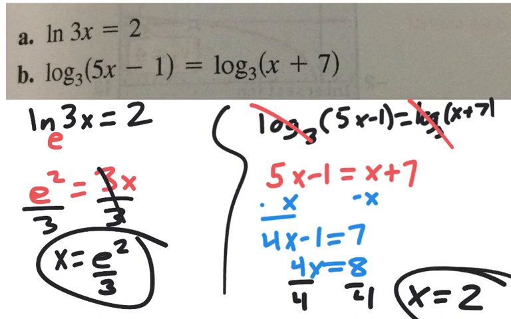Okay, now I've solved it, but I've got to make sure that this will work. So I'm going to take 2 and plug it in for the arguments. 5 times 2 is 10. 10 minus 1 is 9. That's fine. That's positive. 2 plus 7 is 9. That's fine. Still positive. So x equals 2 is the solution.